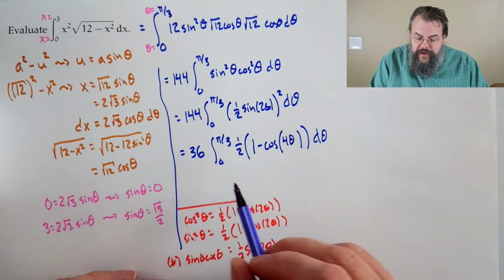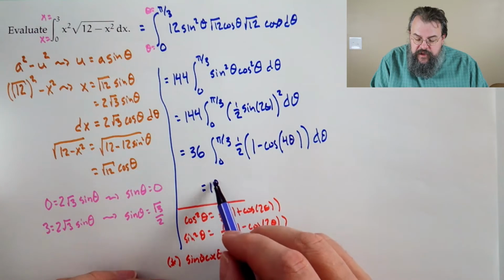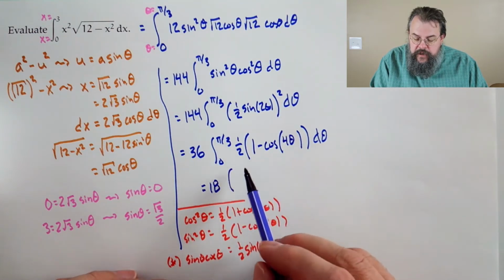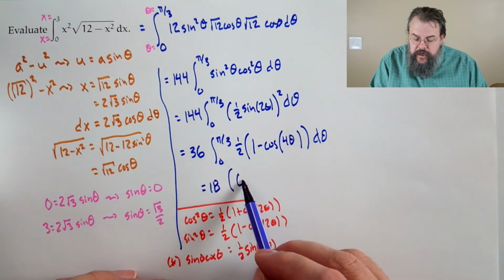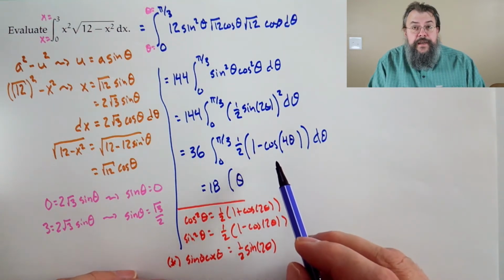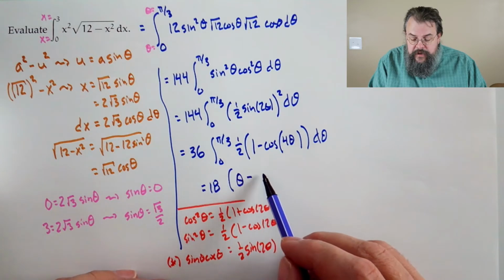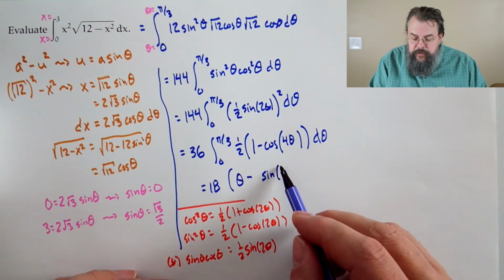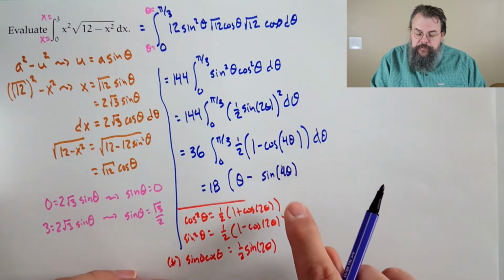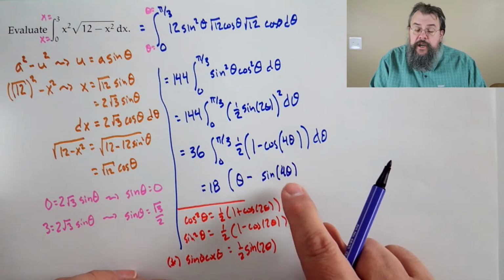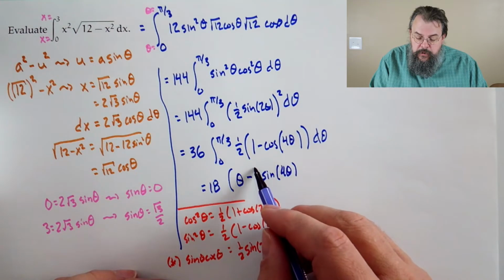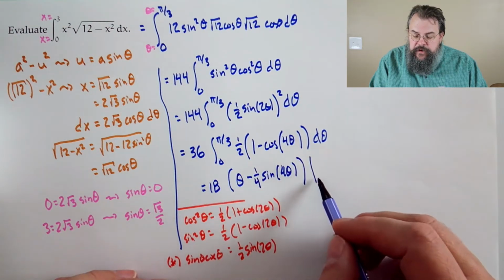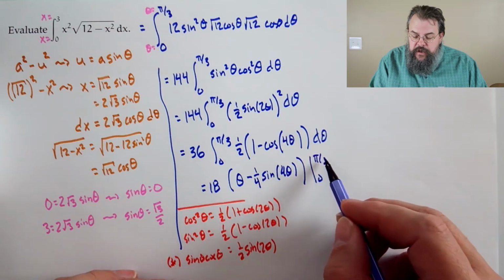Okay, 36 times a half makes this 18. And now we can integrate. Perfect. Integral of 1 is theta. Integral of cosine is sine. It's still going to be the same minus. And the other thing we have to worry about, because of the 4 here, we need to divide by 4, or multiply by 1/4. Good. And evaluate from 0 to pi over 3.